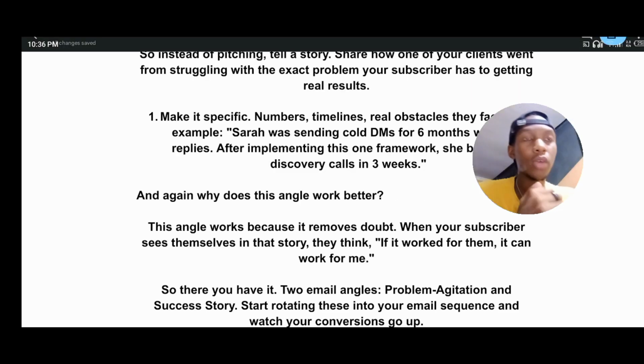So there you have it, okay? Start using and rotating these two angles in your email sequences and then watch how conversions go up, okay?